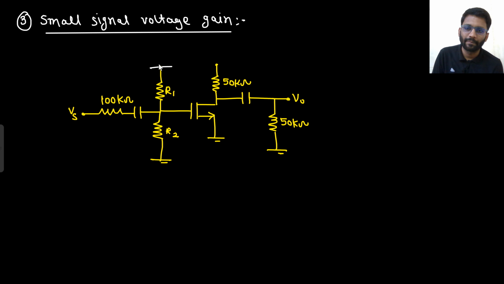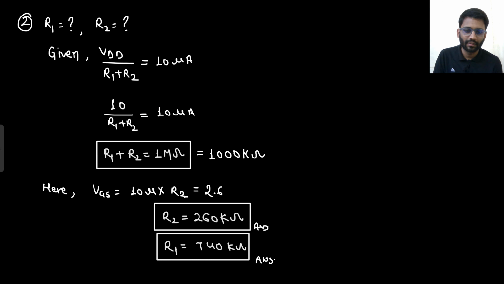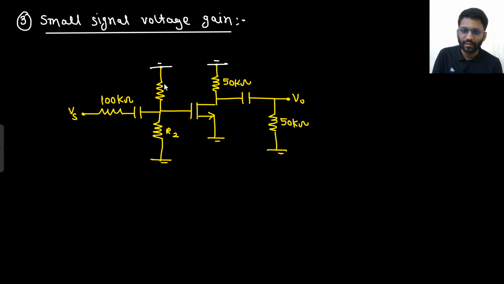These will be shorted. We have all the values of R1 and R2 as well. R1 was 740, and R2 was 260. What will happen to this? This will be shorted. Now both R1 and R2 will come in parallel, because from this potential to ground you have 740, from this potential to ground you have 260. So both will come in parallel, right?